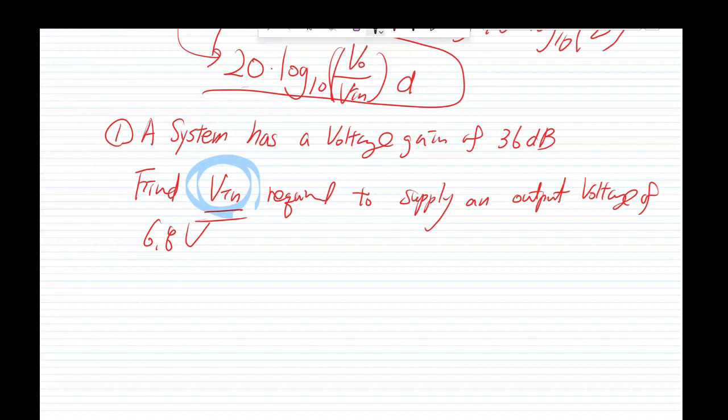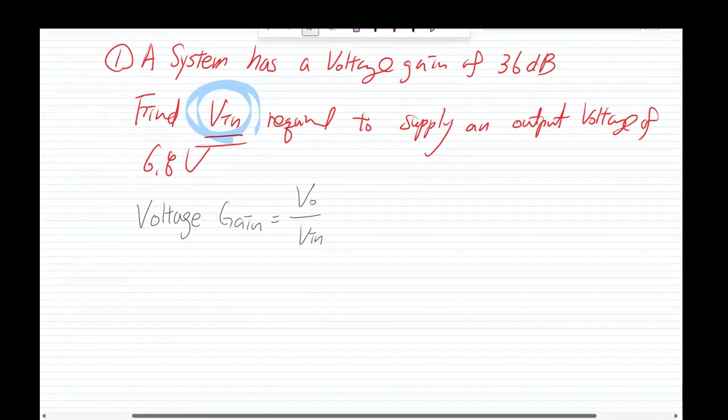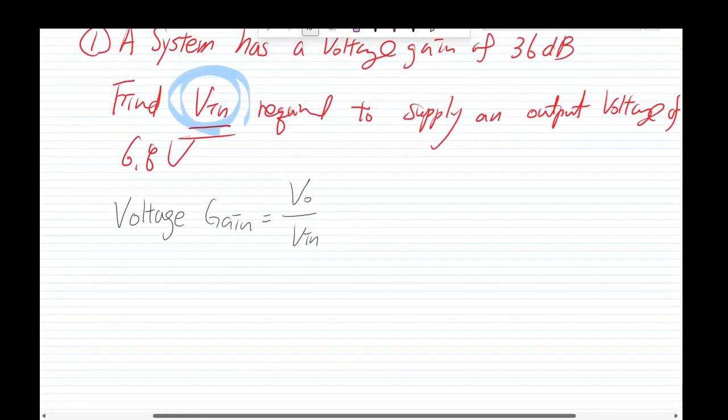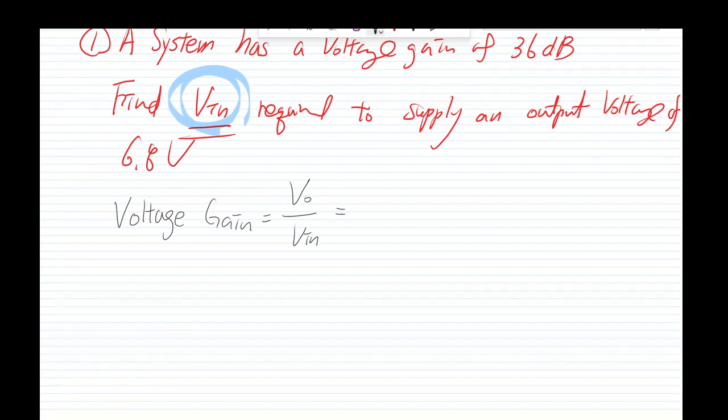So from the question, the system has the voltage gain. What is the voltage gain? It's the formula. Do you agree with me on the equation for the voltage gain? Maybe output voltage over V in, and then also like this one.